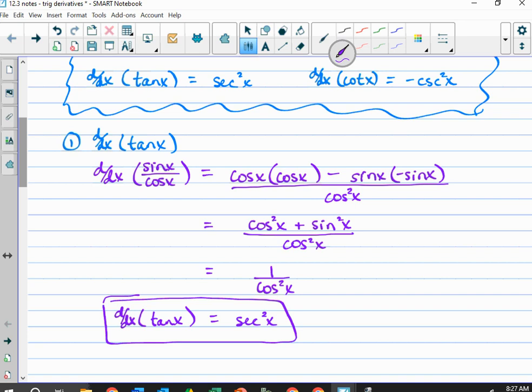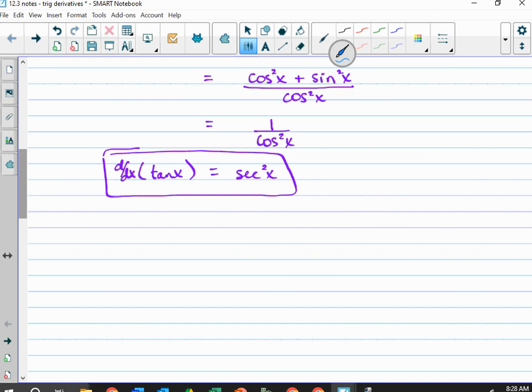Now, in a problem, if you see tangent and you need to take the derivative, just say it's secant squared. You don't have to go through and prove that every time. That's just why it is secant squared. Okay. So we could find all 6 derivatives that way. We are not going to. We're just going to use them. Okay, let's try.